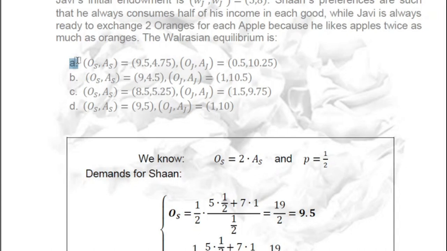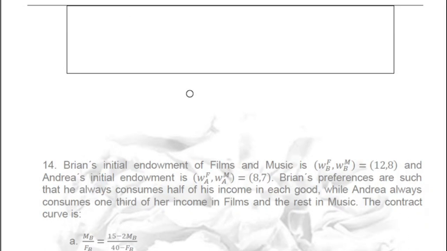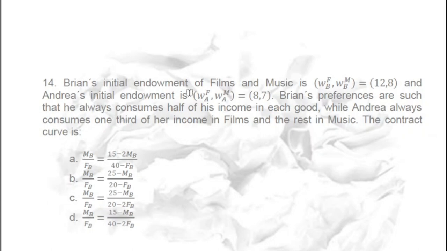Okay, this is a typical exercise of perfect substitute, perfect complements, okay? Now, Brian's initial endowment of films and music are these ones. And Andrea's initial endowment are these ones. So, in total, 20 films and 8 plus 7, 15 music units, okay?